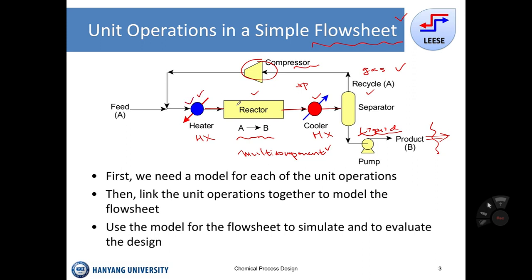Then this heater, reactor, cooler, and separator, these things are called unit operations, okay? So a device, or you may call it a single piece of equipment, is categorized under the name of unit operation. I want to simulate it. I want to check how much product B is produced. I want to check how much unconverted A is recycled back to the reactor.